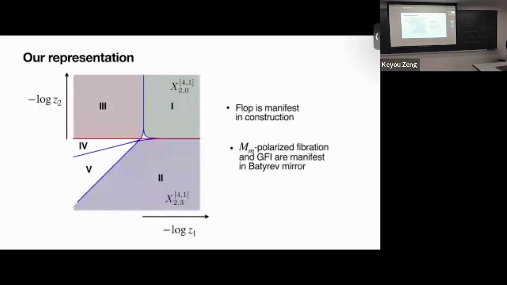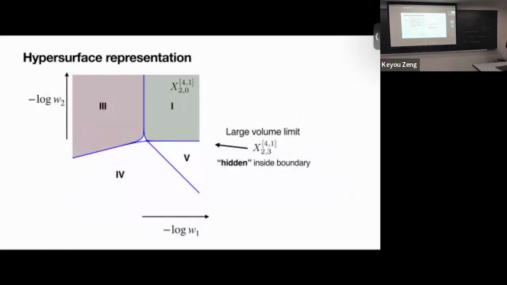Our representation gives you this picture of the moduli space with the various phases. You get all three of these phases. The flop is manifest in the construction. And the polarized fibration and the generalized functional invariant maps are both manifest in terms of the Batyrev mirror. The traditional hypersurface realization does not see these other sectors. Okay, it does not see these. What it's done is it's collapsed, in some sense, the component of the moduli space hidden inside the boundary. So it's just not visible.